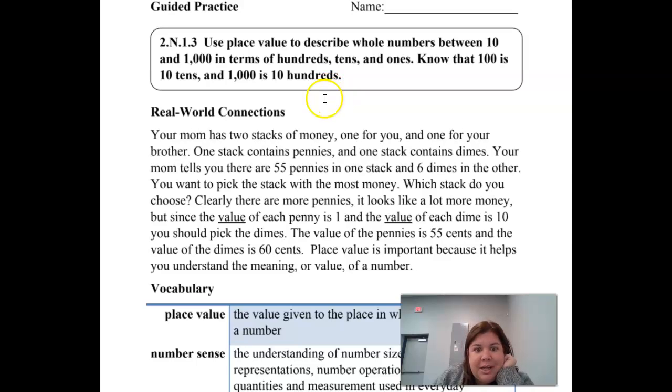So here's our real world connection. Let's say your mom or your dad or your grandma or your grandpa has two stacks of money. One is for you and one is for your brother or your sister or your cousin. It's for someone else, but you get to choose first. One stack contains a bunch of pennies and one stack contains dimes. You're told that there are 55 pennies in one stack and 6 dimes in the other stack, and you want to pick the one with the most money. Which one would you choose?